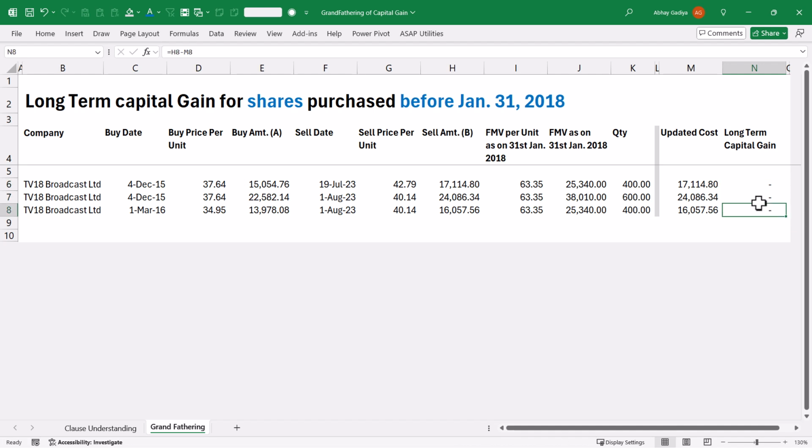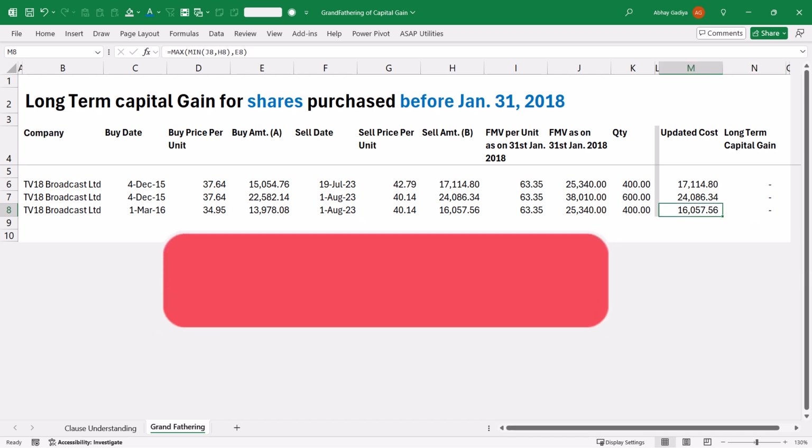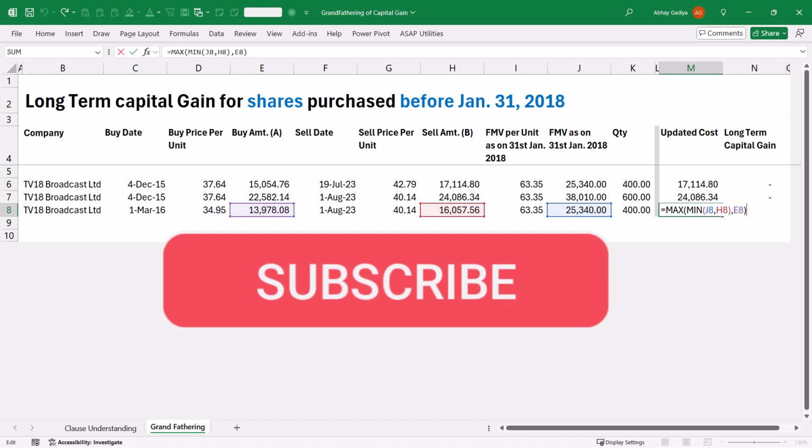So here you can see that because my fair market value was higher on 31st March 2018, there is no capital gain on this particular shares. So I hope you find this trick useful to calculate the updated cost for grandfathering clause.